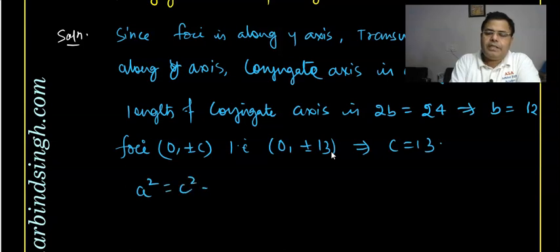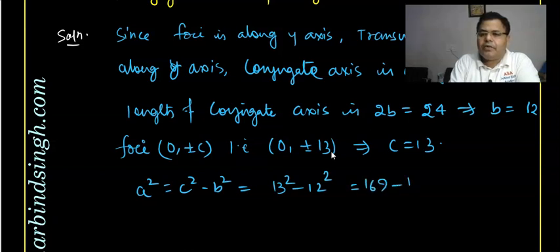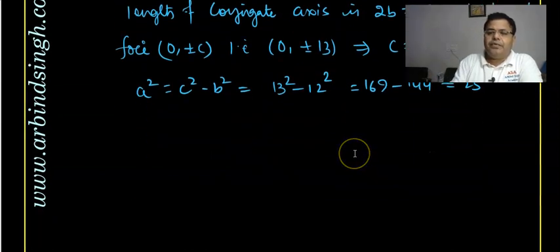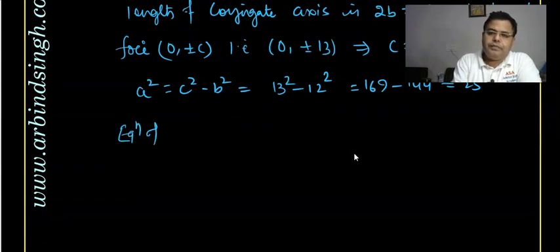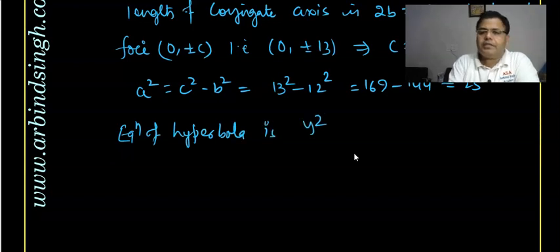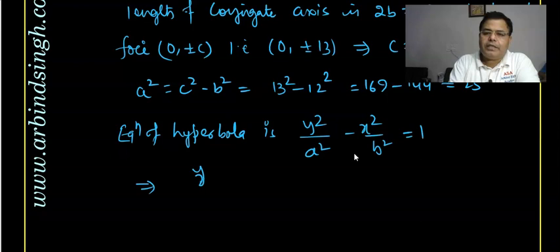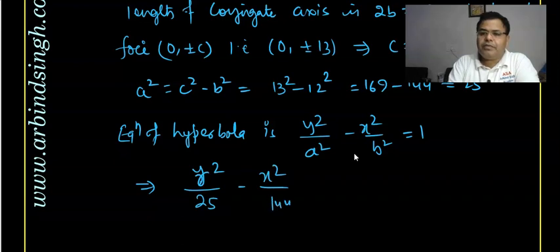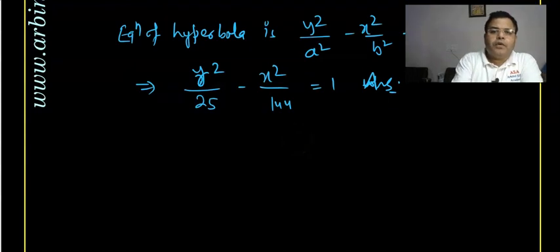Now a square is c square minus b square, so 13 square minus 12 square is 169 minus 144, which is 25. So a square is 25, and therefore the equation of hyperbola, with the transverse axis along the y-axis, is y square by a square minus x square by b square is equal to 1. This implies y square upon 25 minus x square upon 144 is equal to 1. This is the answer. Right?